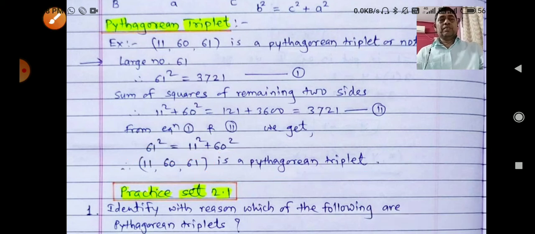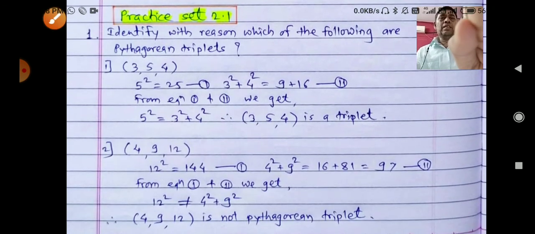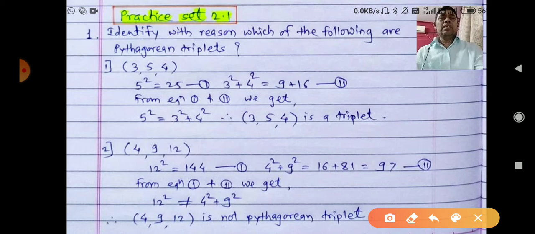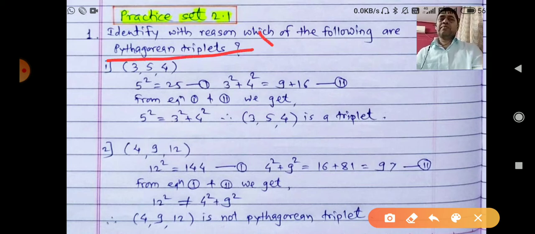Now in our textbook there is given practice set 2.1. The first question is, identify with reason which of the following are Pythagorean triplets. The first one is 3, 5 and 4.